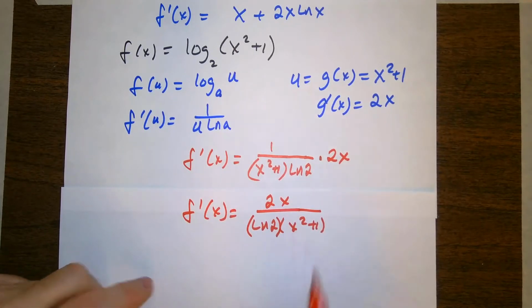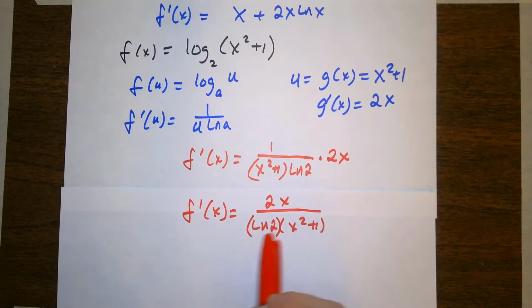And of course we can't cancel the 2's or anything like that. The natural log of 2 is just some number. I have to plug that into my calculator. So to avoid confusion, maybe put parentheses around everything.